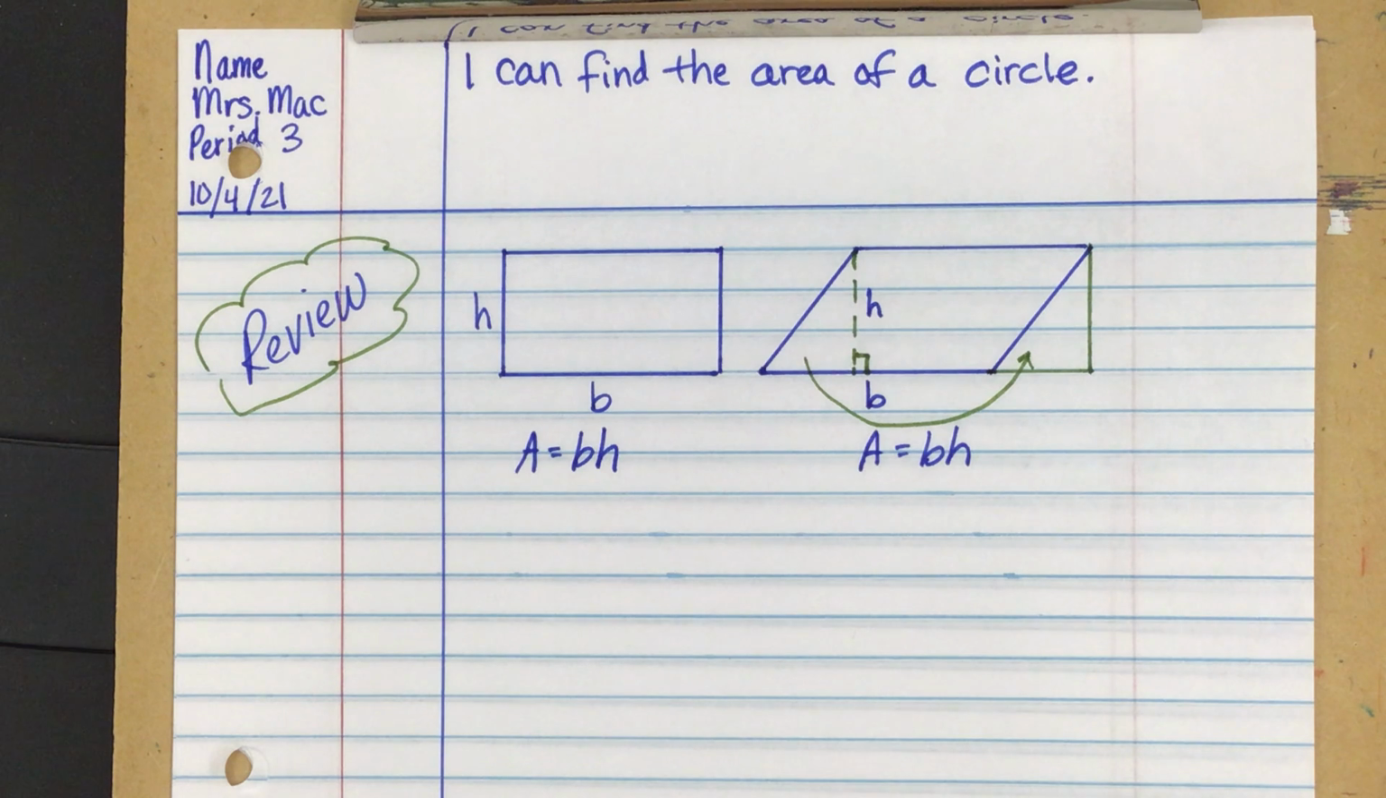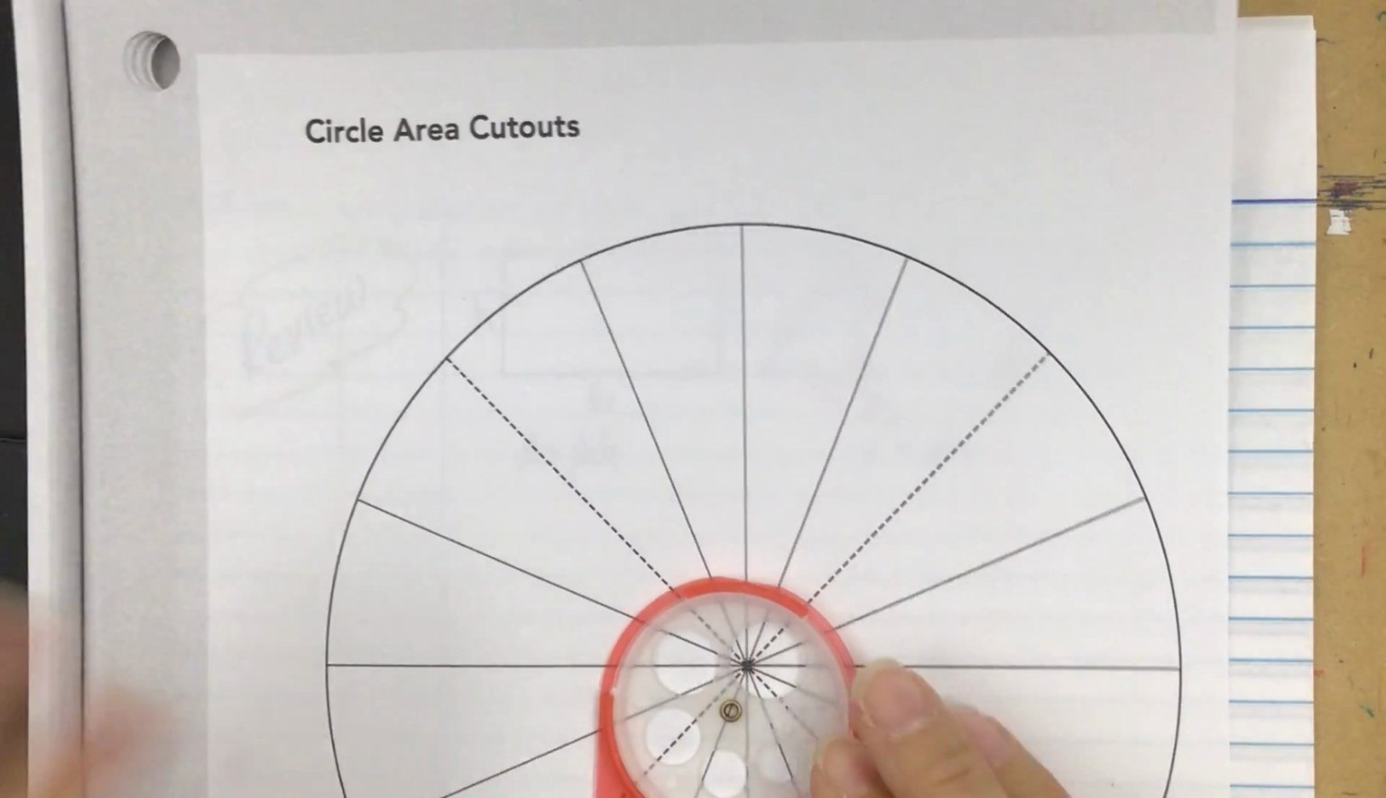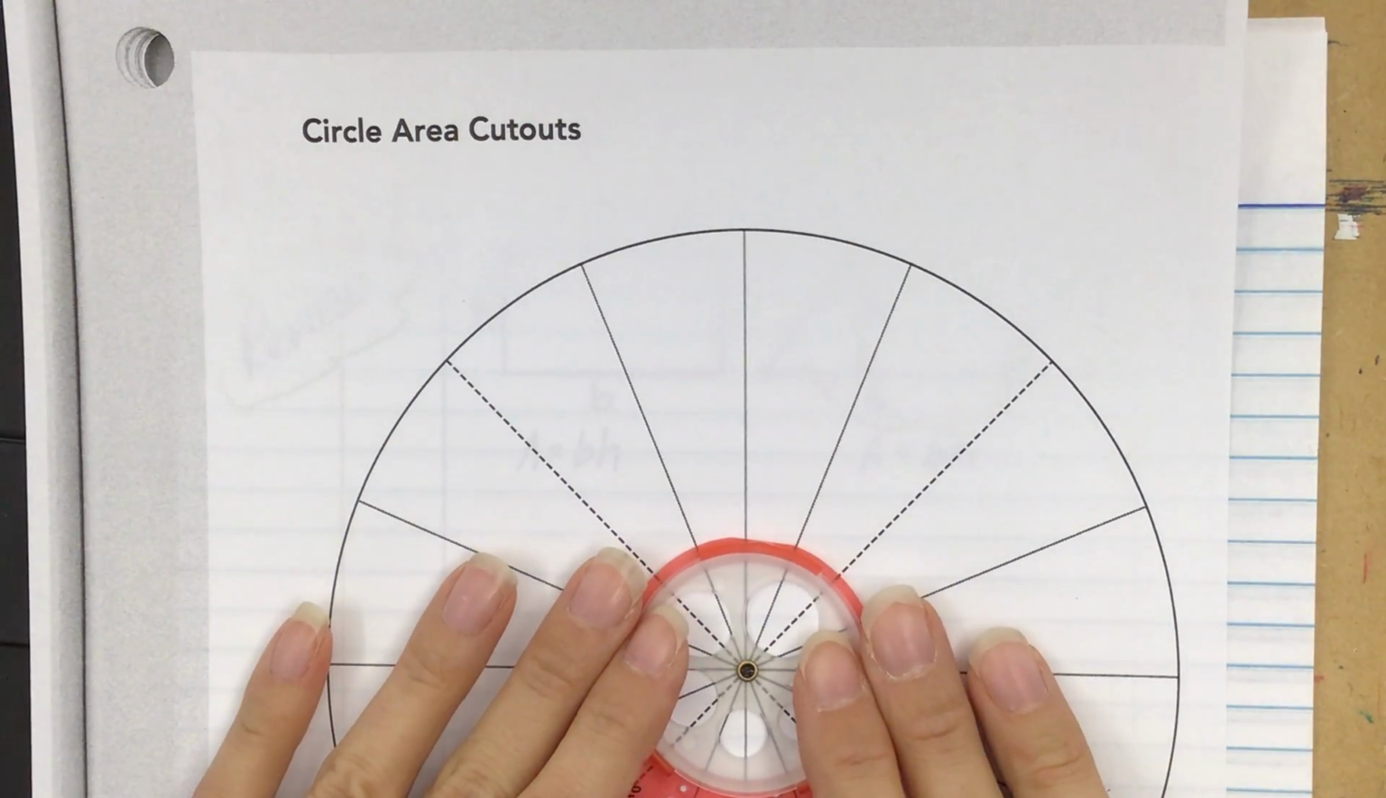Now, at this point, we're going to start working with our circle that I passed out. Now, the problem is I made this way too big, and this will not fit on your page. So I passed out compasses. There's not enough for everybody, so you guys are going to have to share. But what I need you to do is make your circle smaller.